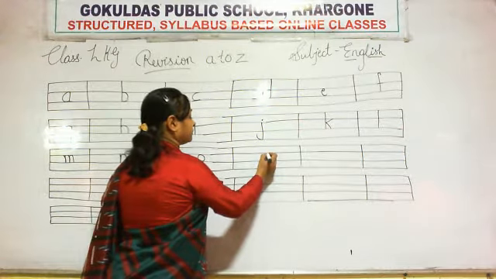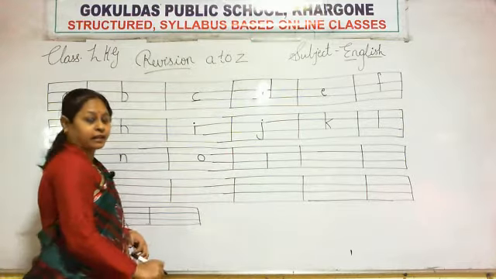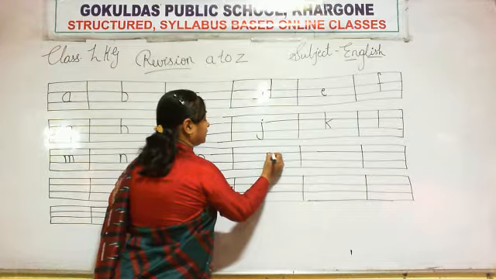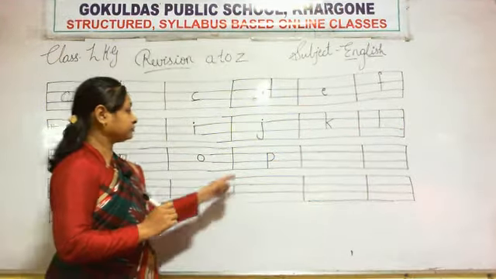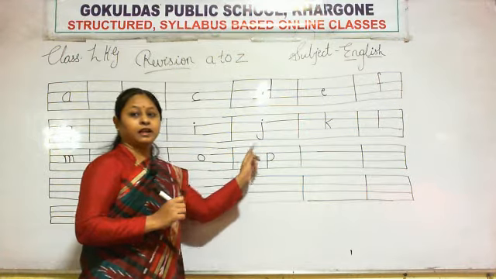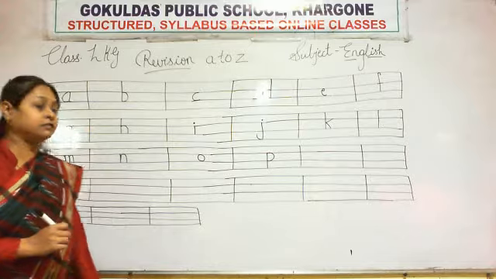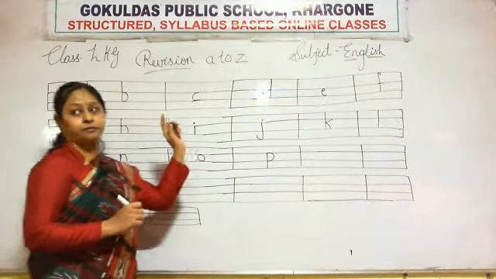P. Standing line, you have to start from the middle line. Small p, you have to start from the middle line. Then curve. Standing line and then curve. So which letter is this? P. Then M, N, O, P.